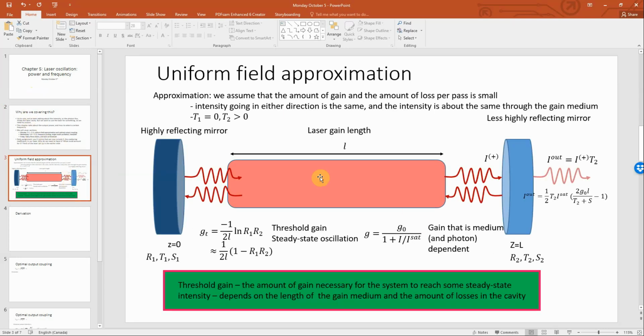And that is this laser setup. Okay, so we're going to be covering this lecture, uniform field approximation. So what we're going to assume is that the reflectivity of this mirror here is very high, and the reflectivity of this mirror is also very high. In fact, we're going to assume that the reflectivity of this mirror is 1, and this one is very close to 1. And we're also going to assume that the gain per pass isn't very high.